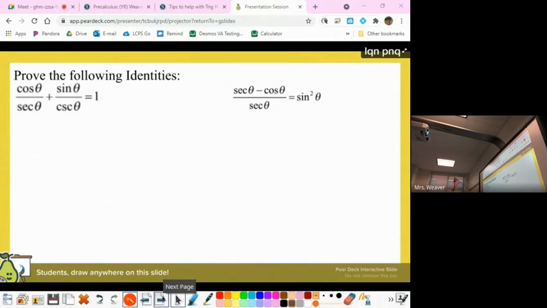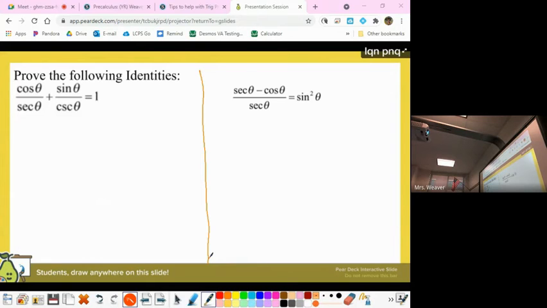It says cosine theta over secant theta plus sine theta over cosecant theta equals 1. So this is a lot like that one we were just doing. So we're going to get a little more practice with those. Nice to get to practice the same things again. So let's try that one on the left. Ms. Weaver said she would go first.